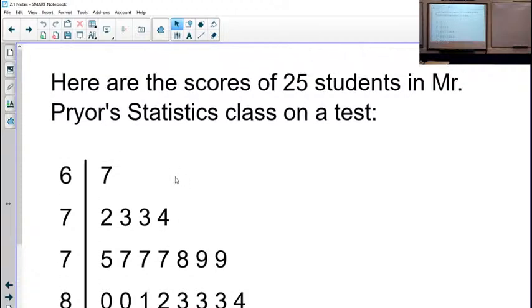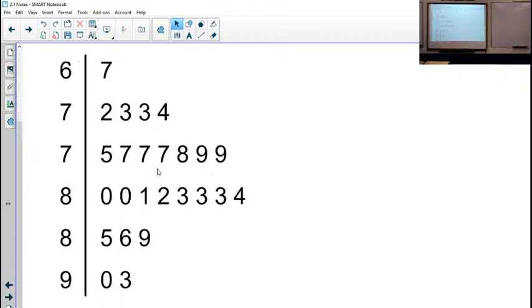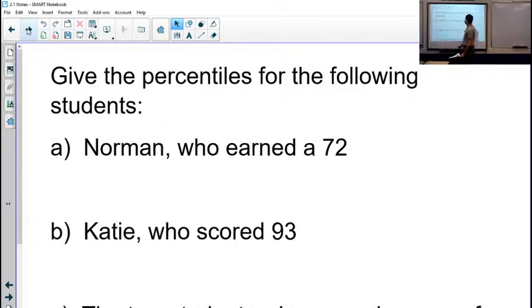So we've got 25 students that took a statistics test. We talked about calculating shape and outliers and all that. But here's a stem plot that will give you these values, and we're going to calculate percentiles from these scores. So that is the graph that we're going to be looking at. Refer back to that graph as we ask percentiles for the following students.